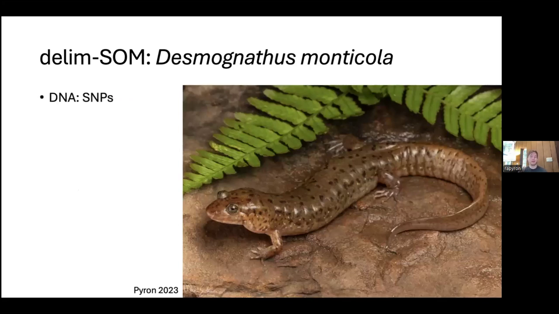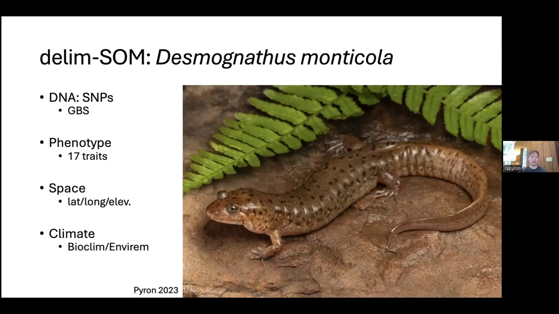We generated a nuclear data set, nuclear DNA from SNPs using genotype by sequencing. We measured 17 morphological traits. We have all the spatial data in terms of the latitude, the longitude, and the elevation. And I also extracted climatic data from the major axes of BioClim and EnviREM, the climatic data sets that had the most importance for building ecological niche models. So the environmental factors that are the greatest determinants of where these populations are found.